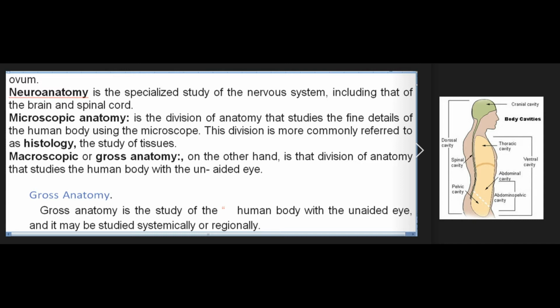Neuroanatomy is the specialized study of the nervous system, including that of the brain and spinal cord. Microscopic anatomy is the division of anatomy that studies the fine details of the human body using the microscope. This division is more commonly referred to as histology, the study of tissues. Macroscopic or gross anatomy, on the other hand, is that division of anatomy that studies the human body with the unaided eye. Gross anatomy. Gross anatomy is the study of the human body with the unaided eye, and it may be studied systemically or regionally.